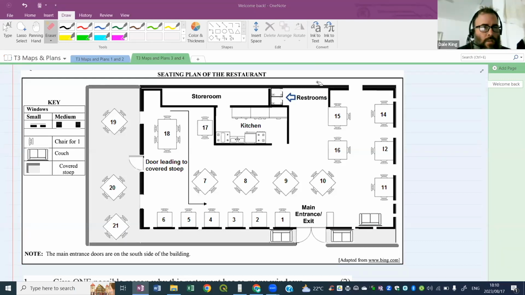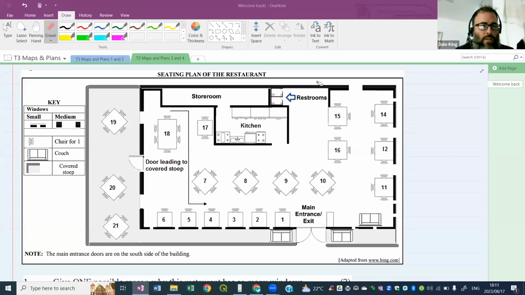We've got small walls and medium walls. We've got chairs for one. We've got couches here and a covered stoep. The stoep is the patio. It's an Afrikaans word for patio or veranda.